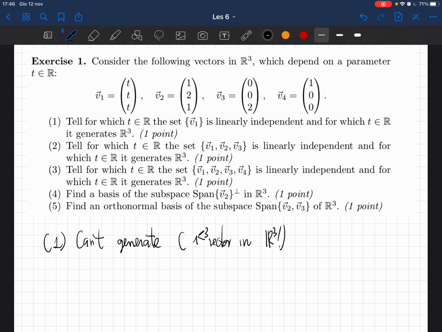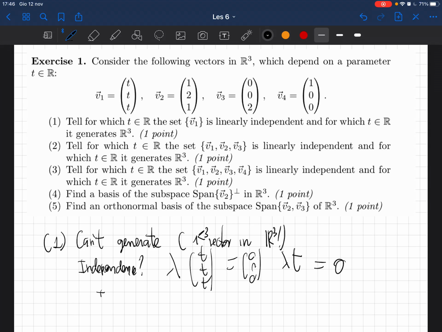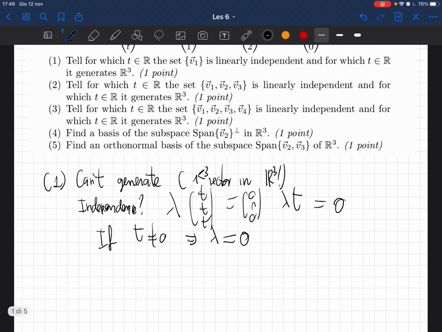And 1 is less than 3. What about independence? Well, let's try. This means lambda times t equal to 0, and if t is different from 0, then you can conclude that lambda is necessarily 0. So in that case, it's independent.